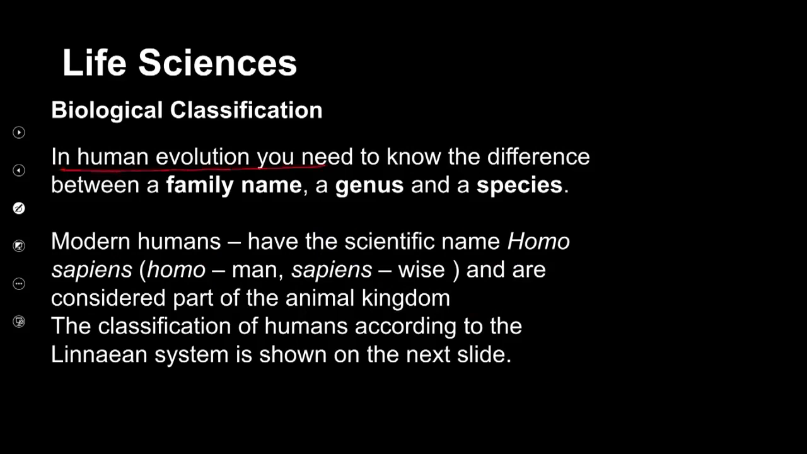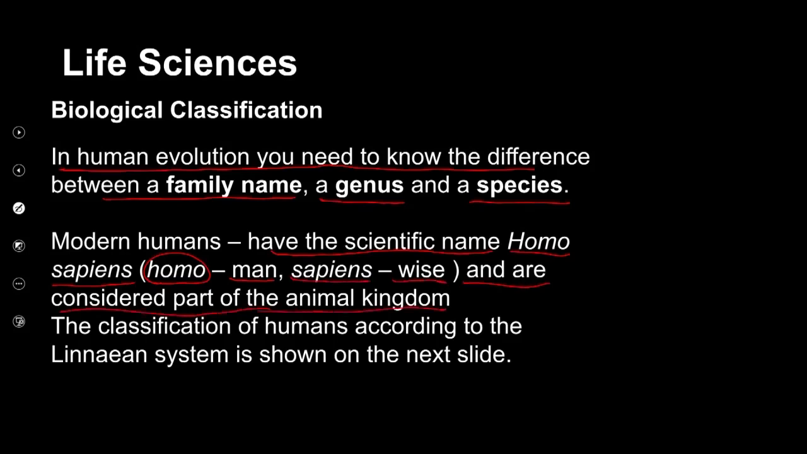In human evolution, you need to know the difference between a family name, a genus, and a species. Now modern humans have a scientific name: Homo sapiens. The term Homo means man, and sapiens means wise. This is where we have been named from. So those are considered part of the animal kingdom. The classification of humans is according to the Linnaean system. It was Carl Linnaeus who developed this classification system, and we can see this classification on the next slide.